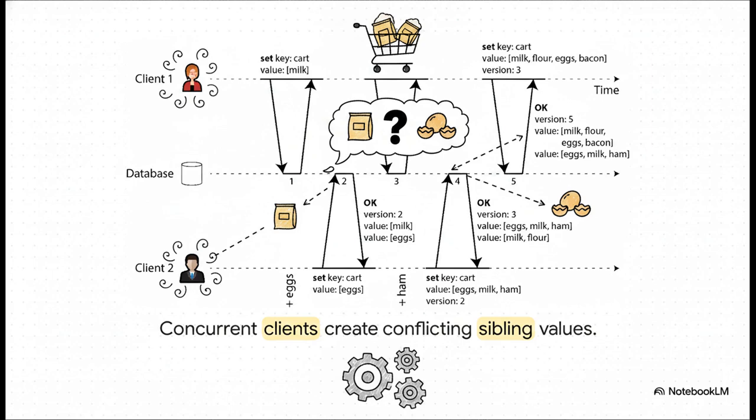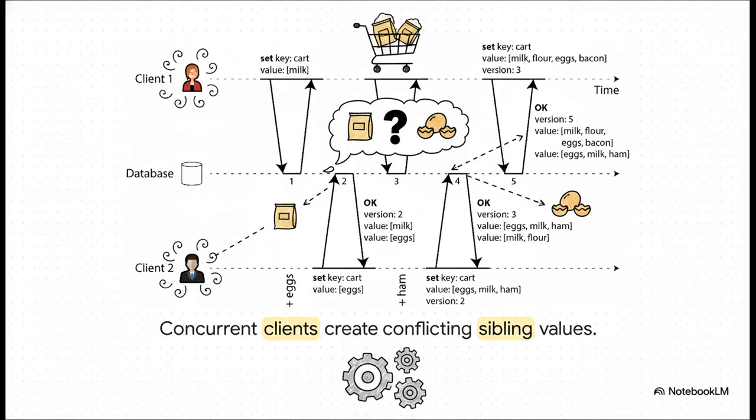The database looks at these 2 incoming requests, examines their version numbers or vector clocks, and realizes they are completely concurrent. Neither write knows about the other. The database realizes it cannot safely decide which one is the true cart without risking data loss. So what does it do? Well, it absolutely doesn't drop the data. Instead, it saves both conflicting versions as siblings.